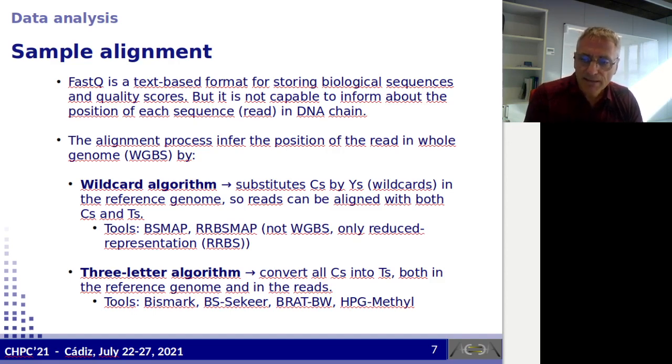There are two main techniques to align the reads from FASTQ files: the wildcard algorithm and the three-letter algorithm. Instead of focusing the attention on the underlying maths and tricks, let's see how it is implemented.